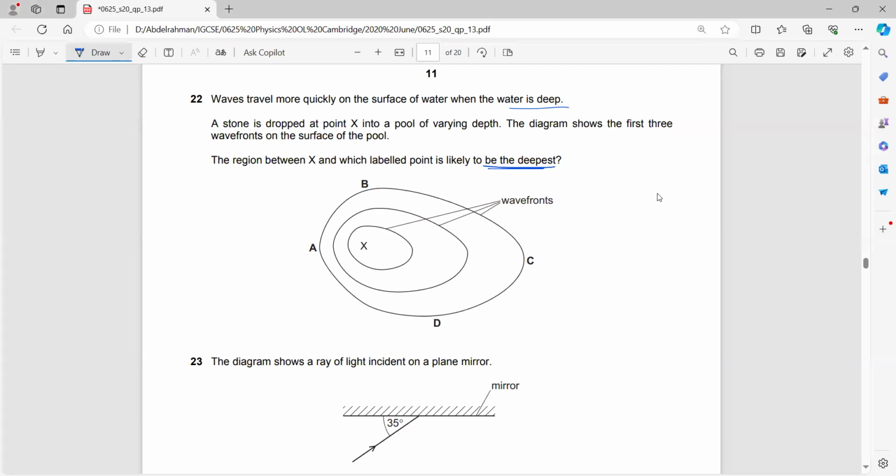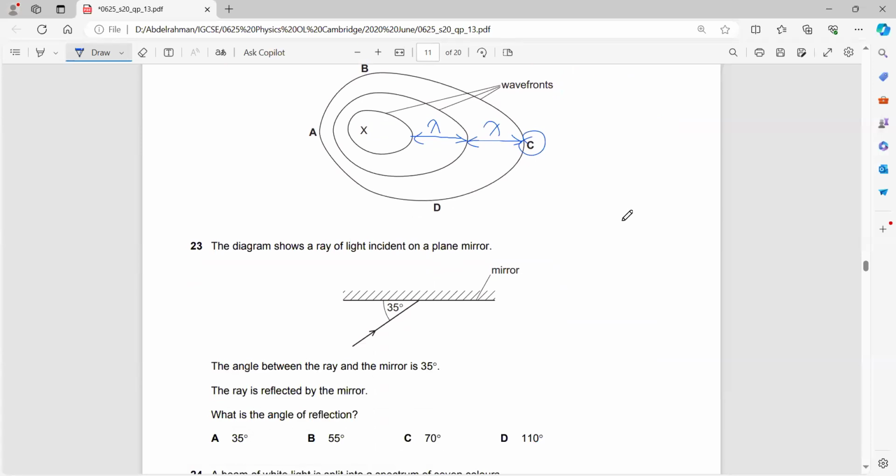Yes, it has to be C. Why does it have to be C? Because the wavelength has increased. Yes, the wavelength is increasing in C. So when the wavelength increases, the speed increases, and the water is deeper. When the water is deeper, the wavelength increases and the speed increases.